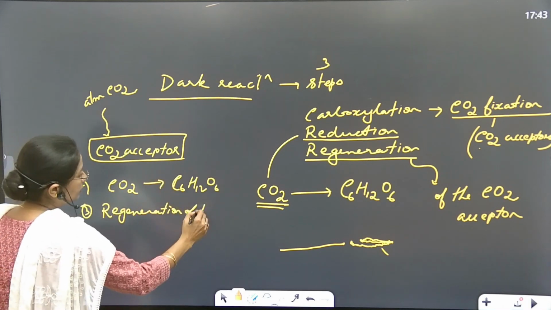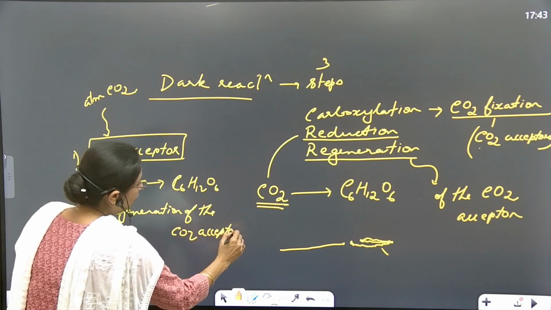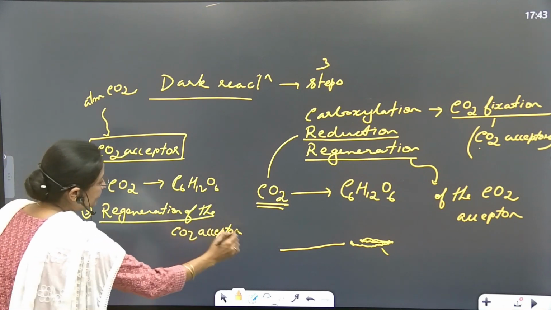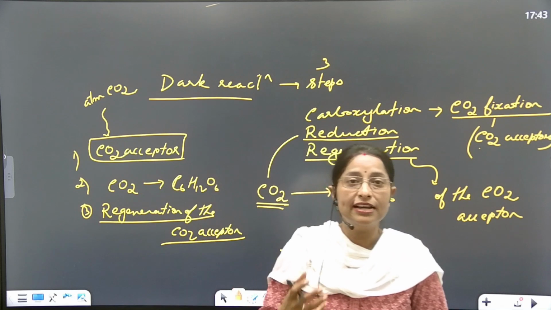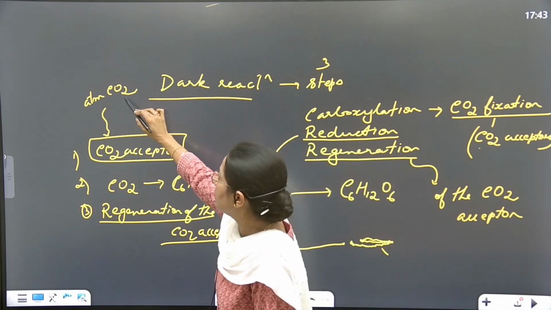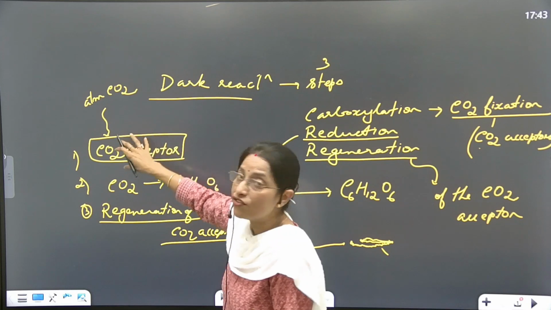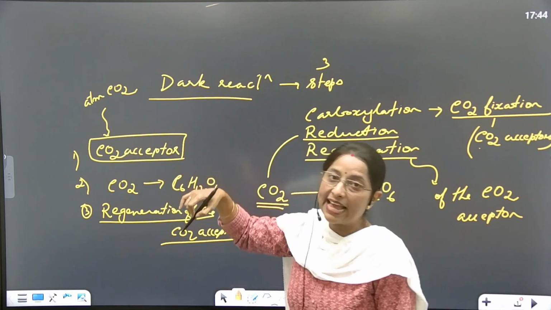Of the CO2 acceptor. Now the question is, why is this step necessary? This step is necessary so that the cycle keeps on continuing, right? Because if you are talking about this carbon dioxide acceptor, when it combines with carbon dioxide, it will not remain in its form, it will get converted to something else, and ultimately the cycle will start.